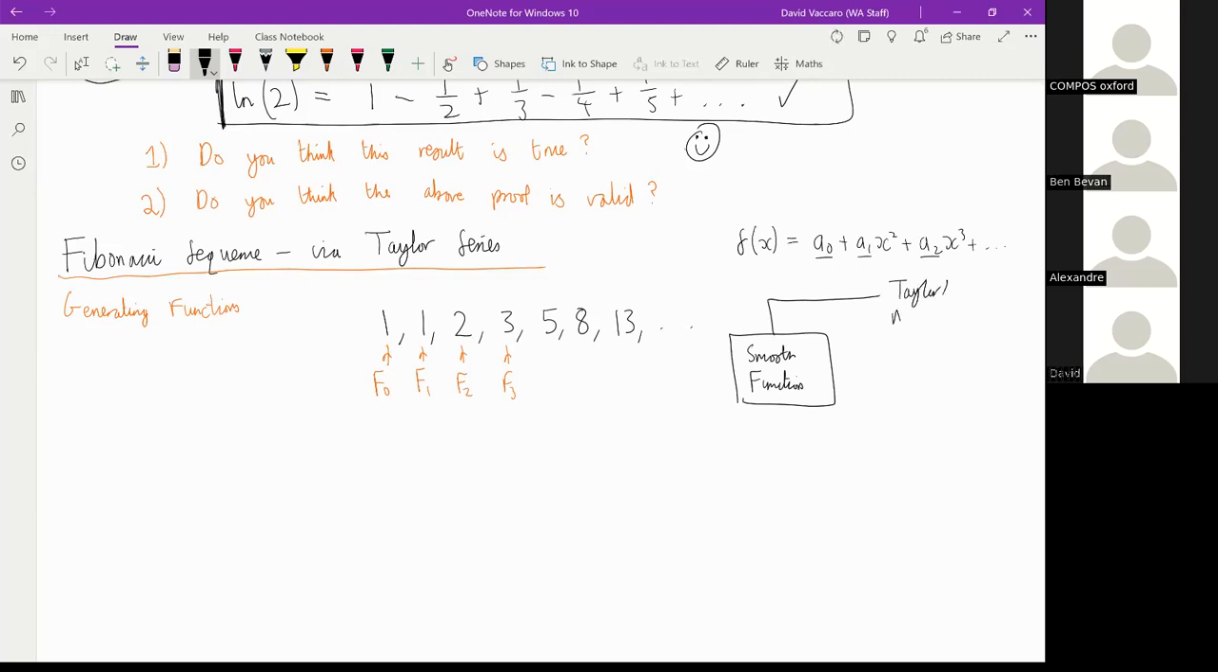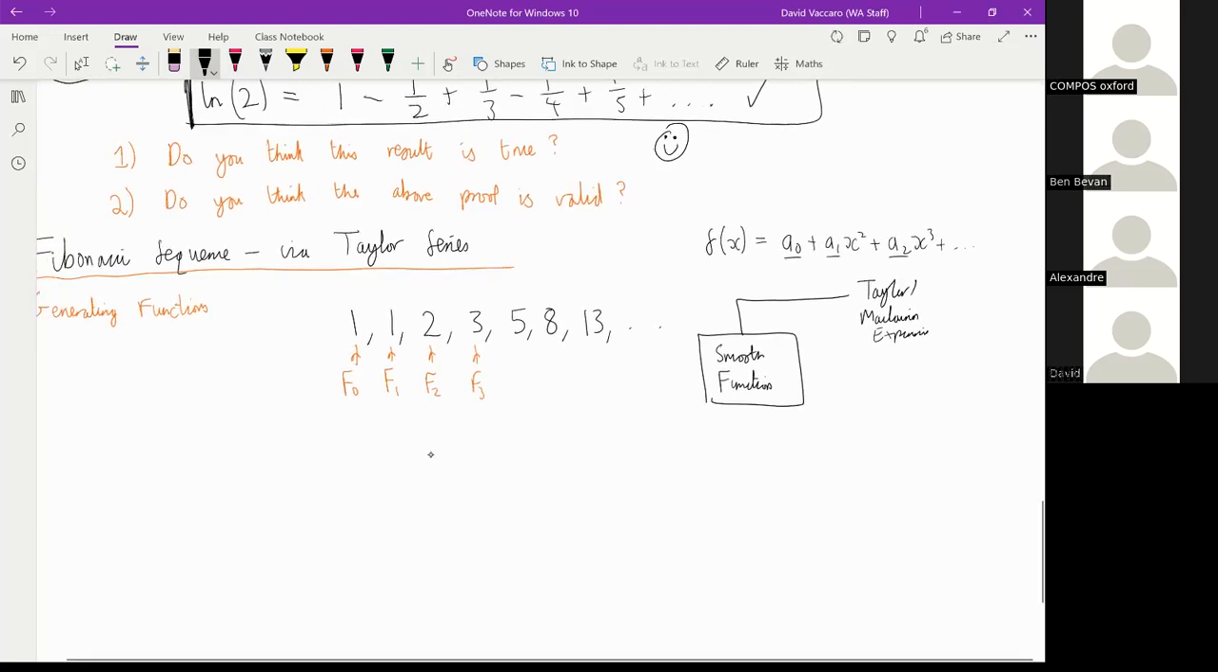The Taylor-Maclaurin expansion maps a smooth function to a sequence, i.e. the sequence of its coefficients. But alternatively, if I've got a sequence, like here I've got the Fibonacci sequence, I could define a smooth function, and this is called the generating function.